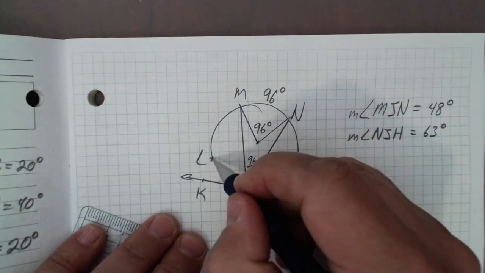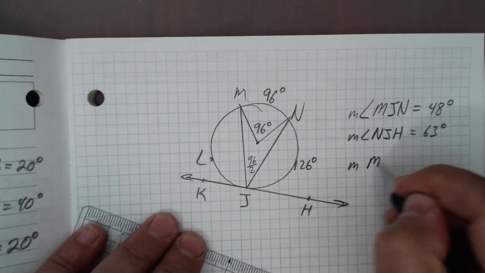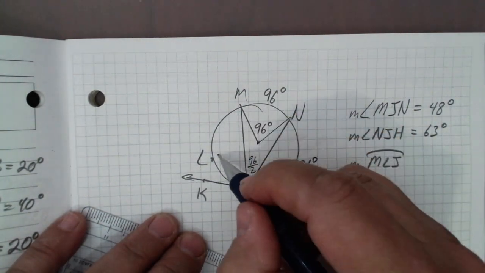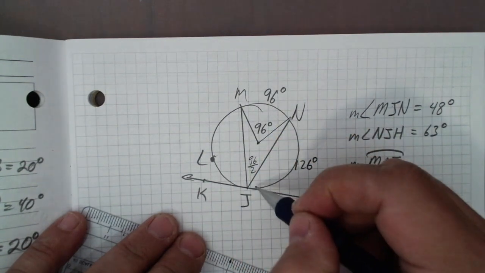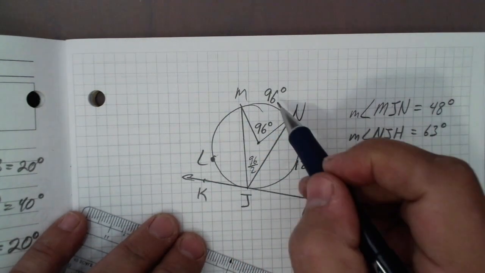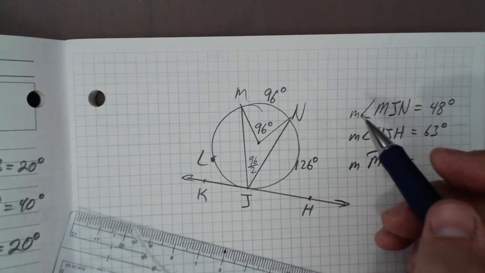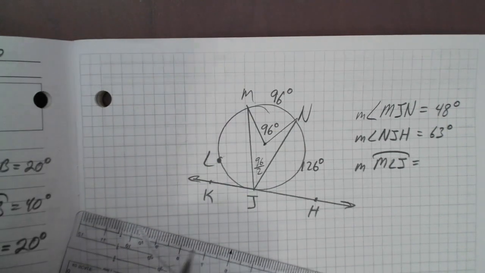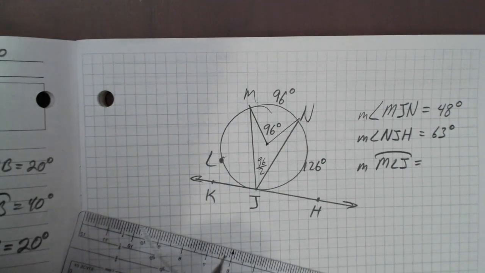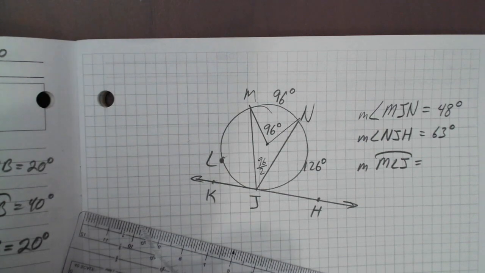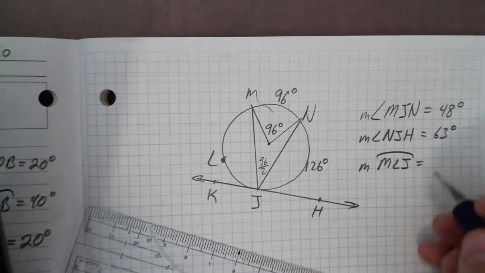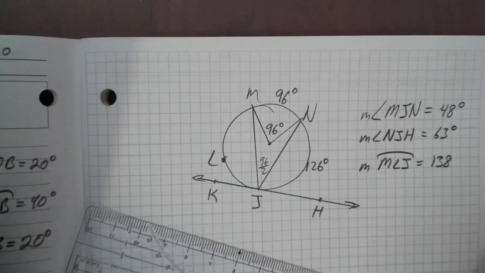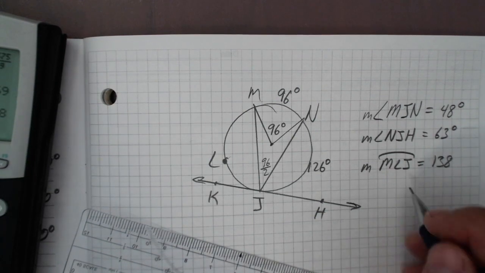The measurement of arc MLJ, we don't know. Notice they use 3 letters because they don't know if it's a minor arc or a major arc at this time. They just want to make sure you're going in the correct direction. So what we do know is that this is 96, this is 126. So if we use our calculator and we take 360 and we subtract out 126, and we subtract out 96, we end up with 138. Now, it's not a major arc, but we can still label it with 3 letters. It does not hurt to label non-major arcs with 3 letters.